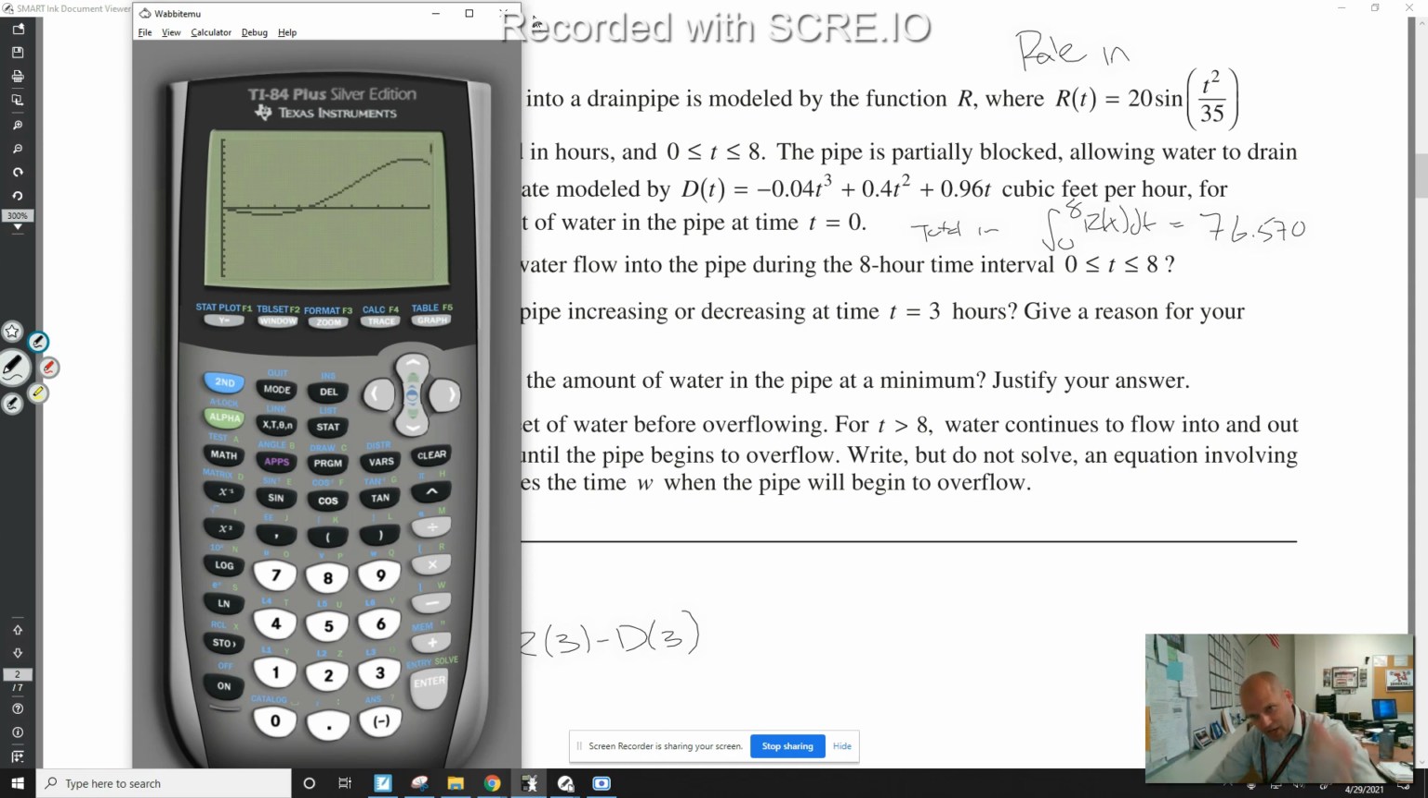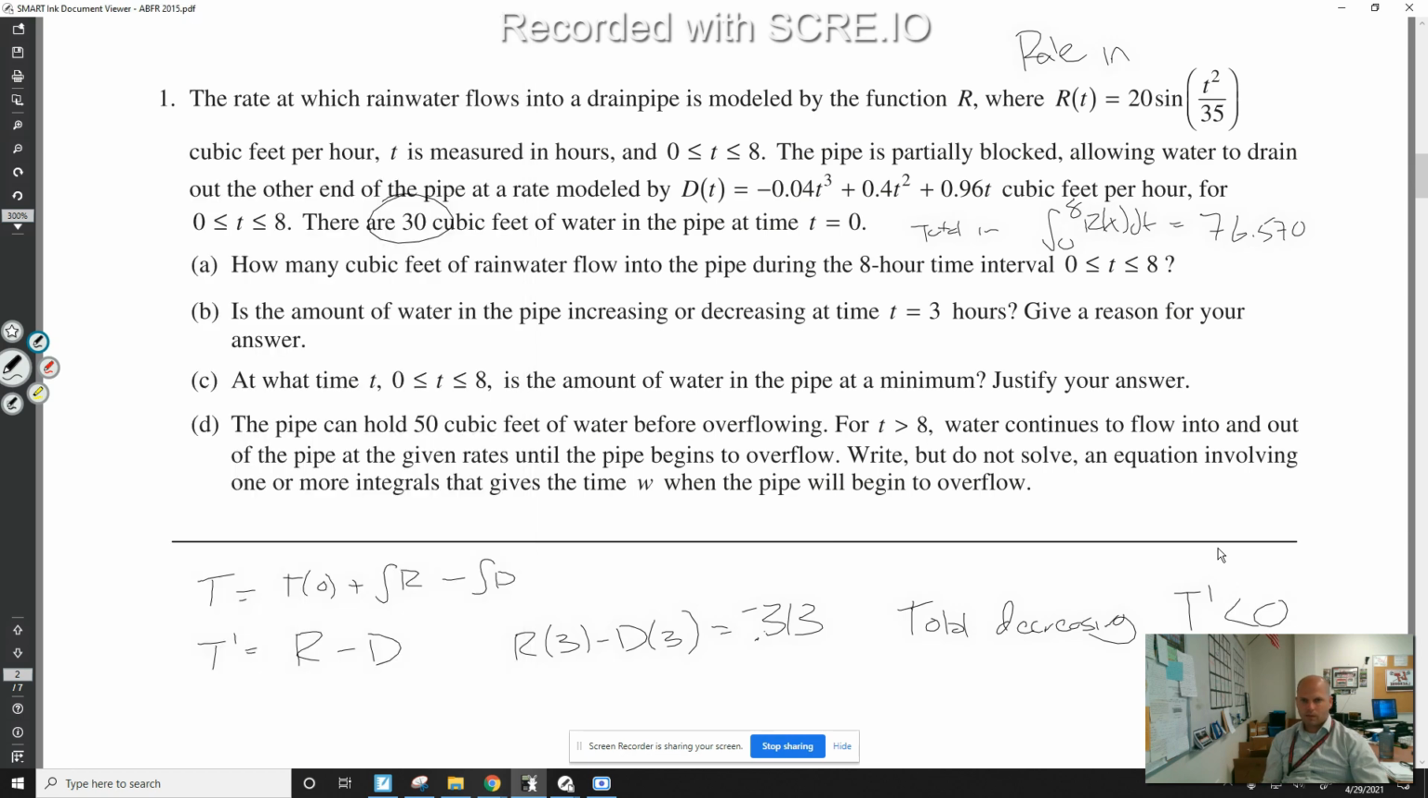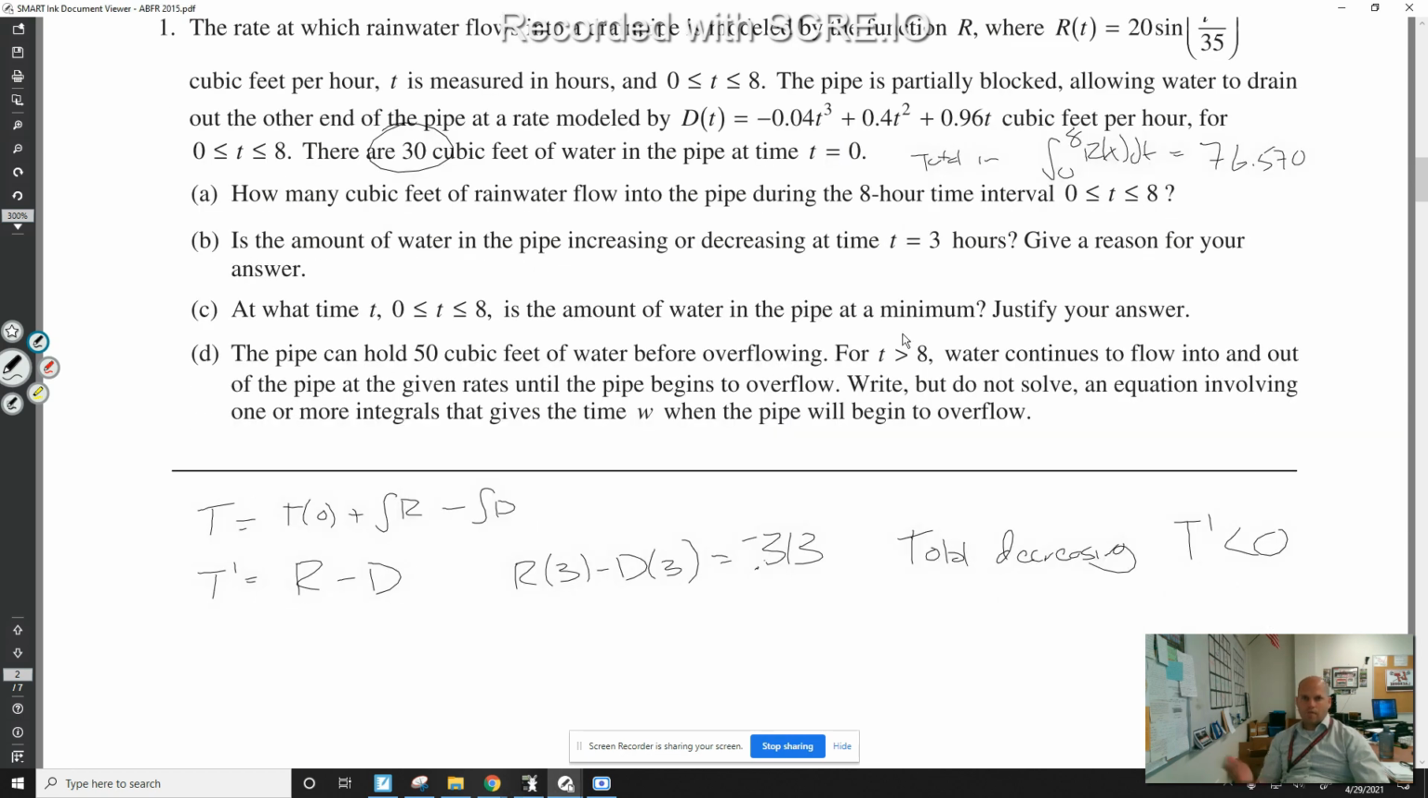Oh, great. There's only one sign change. That means that's got to be the location of a min. This is the derivative of the total. It's negative and positive. That's got to be the location of a min. Now I want R minus D at 3, and it's negative 0.313, which means the total is decreasing. The derivative of the total is negative. All right, min. I just showed you T prime is negative. You got to make sure you write T somewhere. That way they know if you write T prime what it references.